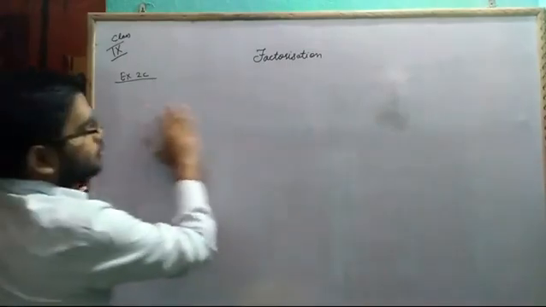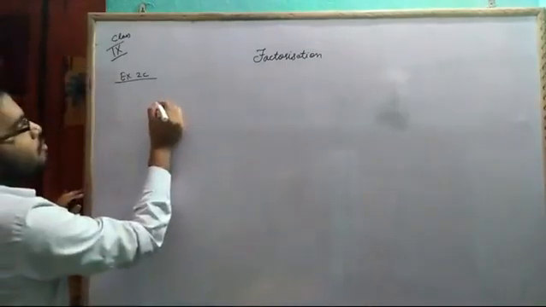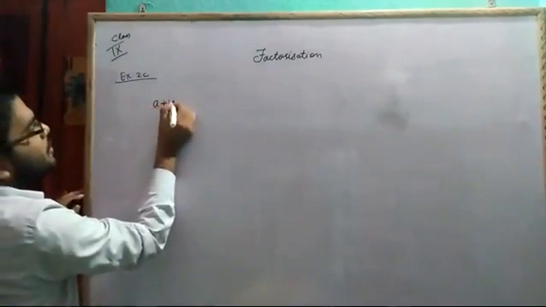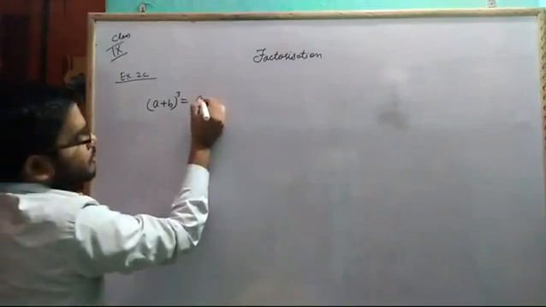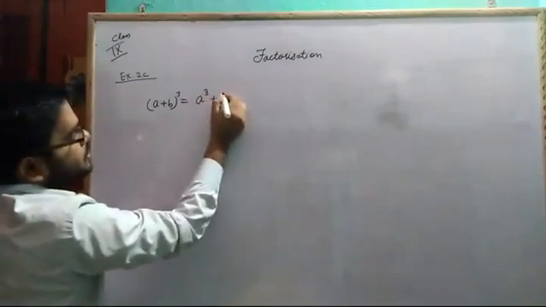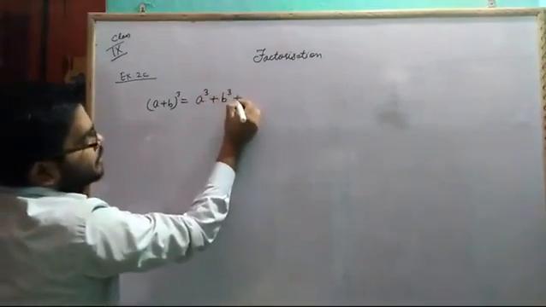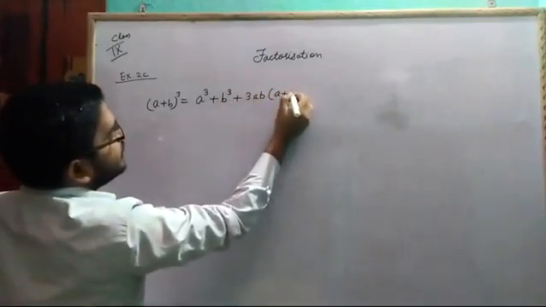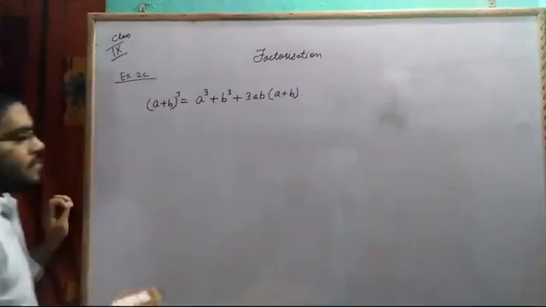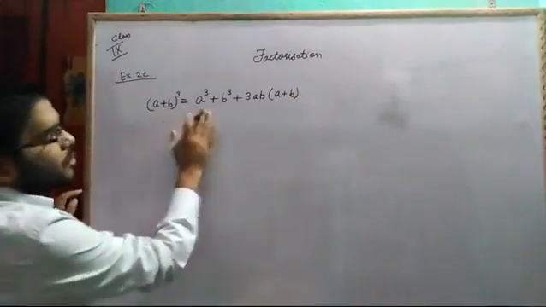Now, in this chapter, you all have to remember only 2 to 3 formulas. The very first formula is (a plus b) whole cube. I know all of you must be knowing. I hope (a plus b) whole cube is a cube plus b cube plus 3ab multiplied with (a plus b). Now you see (a plus b) whole cube is this.